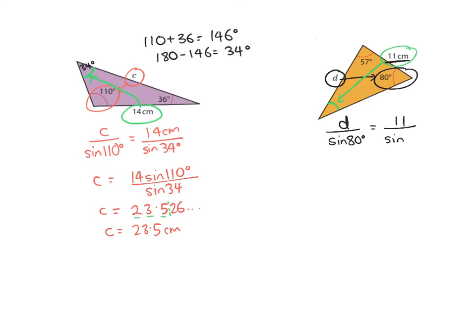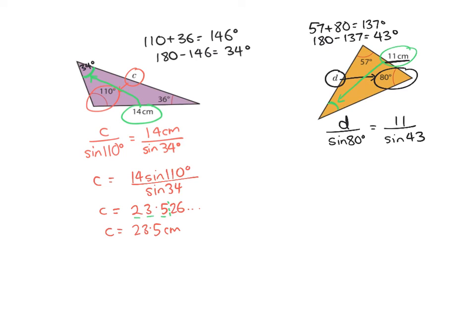So again, I need to find out what that angle is there. So again, I'll use the fact that angles in a triangle add up to 180 degrees. I can add together the 57 and the 80 to get 137 degrees. Take that away from 180, and I'll get that missing angle is 43 degrees. So it's 11 over sine of 43 degrees.